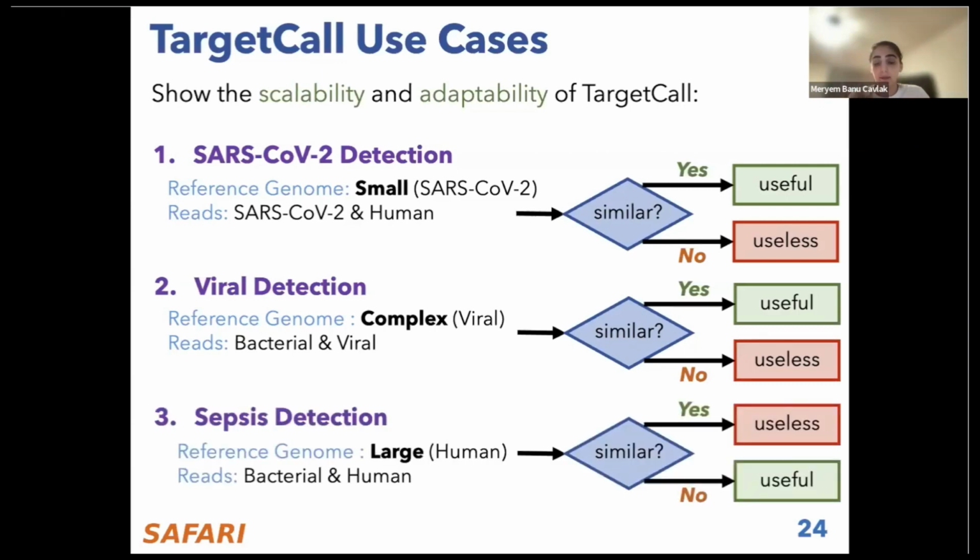The final use case is sepsis detection, which is to show TargetCall can work very well when the reference genome size is large. And here the goal of the use case is to filter or determine any bacterial reads that are in the sample. And here we don't know which bacterial reads we have in the sample. That's why we just determine the human ones and delete them from our sample. That's why in this use case, if the read is similar to the reference genome we have, which is a large human reference genome, the read is identified as useless, because the goal of this use case is to identify the bacterial reads in the sample.